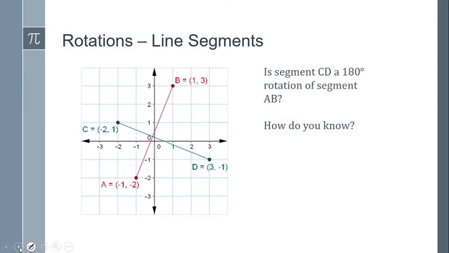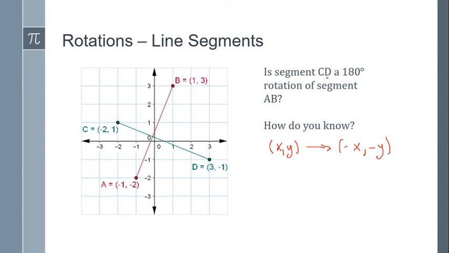Now let's try this one. Is segment CD a 180-degree rotation of segment AB, and how do you know? I look back at my notes if we need to. We can see that for a 180-degree rotation, this is our mapping statement. To get from one point to another, we just make the signs opposite. So that's the mapping statement for a 180-degree rotation.